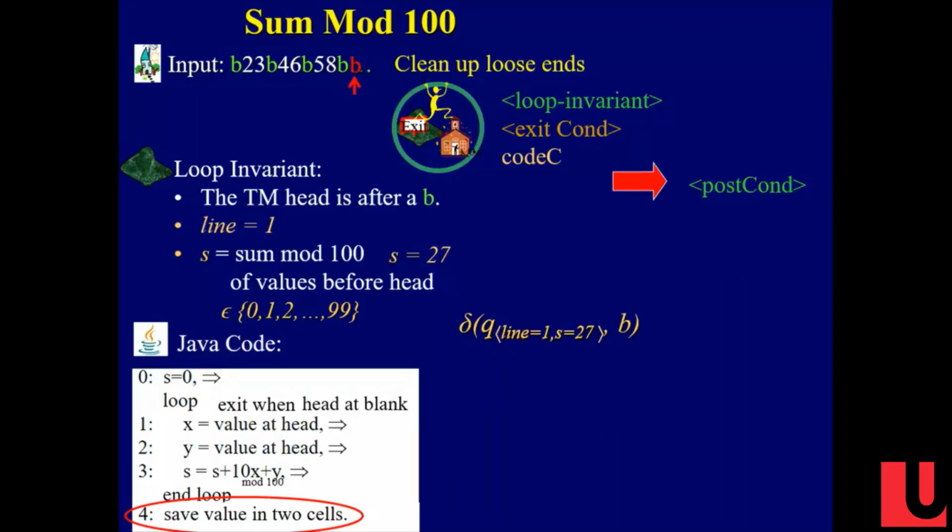Well, I don't want to exit because then I don't learn anything. Now I want to save the value into 2 cells. All right? So I'm going to go from line 1 to line 4. And now what value do I want to write in that B? Yeah, I want to write the 2.